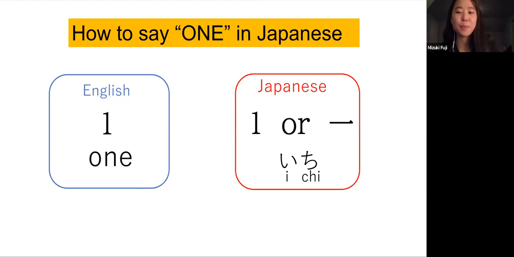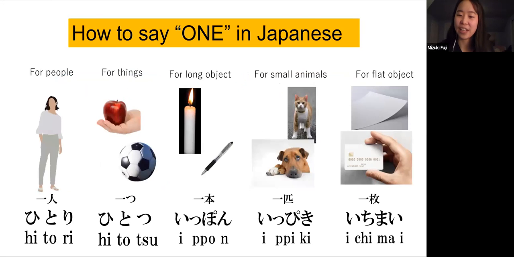We want to tell you about Japanese more deeply. People usually call one "ichi" in Japanese. There are many ways to say one in Japanese. For people, we say hitori. For things, we say hitotsu. For long objects, ippon. For small animals, ippiki. For flat objects, ichimai.